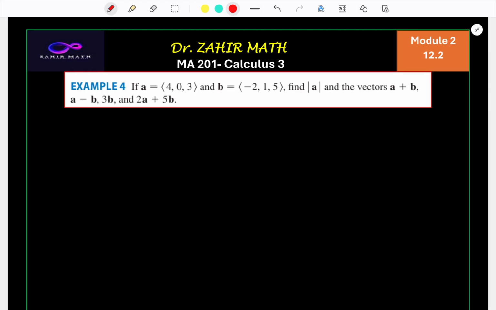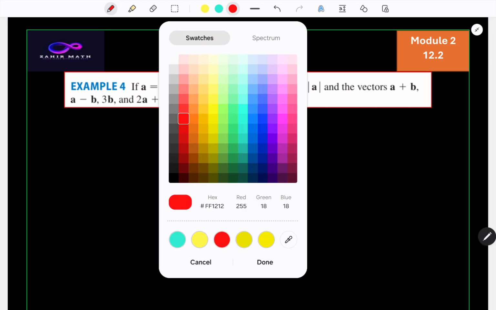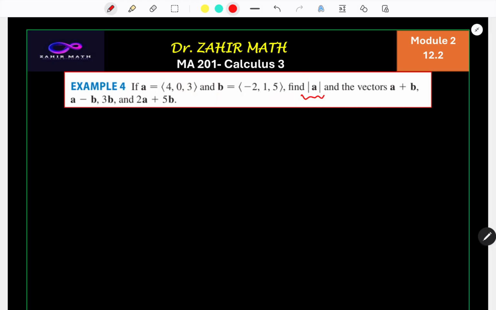If a vector is equal to 4 comma 0 comma 3, and b vector is equal to minus 2 comma 1 comma 5. What is the first question? Find the absolute value of a. That's the first question. And what is the second question? The vectors a plus b, a minus b, 3b, and 2a plus 5b. So these are the things for one question. They've asked for all these things to be found.